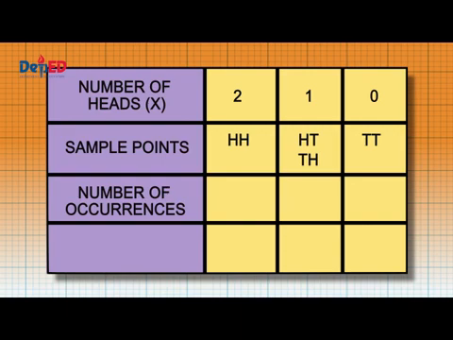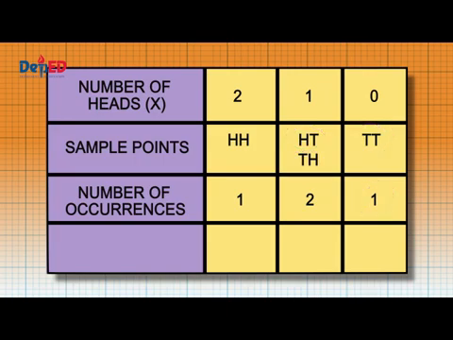Can you fill up the third row? If you placed 1, 2, 1, then your answer is correct. Note that there is only 1 outcome with the result of 2 heads. Also, there are 2 outcomes in the sample space that resulted with 1 head. Lastly, there is only 1 outcome with the result of both tails, meaning no head.